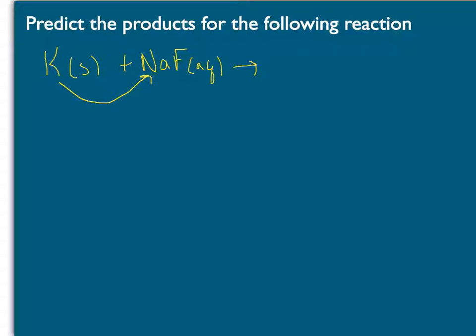The metal pushes out the metal. Na ends up by itself and it's a solid. K ends up with F, aqueous. And potassium is a +1 and fluorine is a -1, so it ends up being just KF. Now if we balance it out, we see we have one potassium on each side, one sodium on each side, one fluorine on each side, so it just happens to already be balanced.